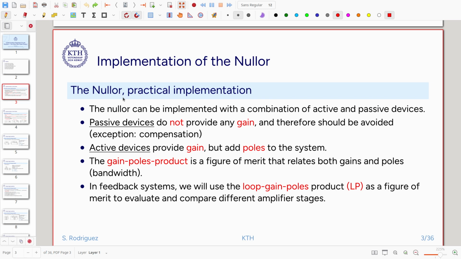So we introduce a figure of merit that relates both the gain and the poles that active devices provide, because we can put these devices in different configurations, and these configurations will give us different gains and different poles. By introducing this figure of merit, we can do fair comparisons of which devices we should use in order to implement our Nuller. So we introduce this gain pole product, which is a very interesting and very important figure of merit when we design analog circuits.